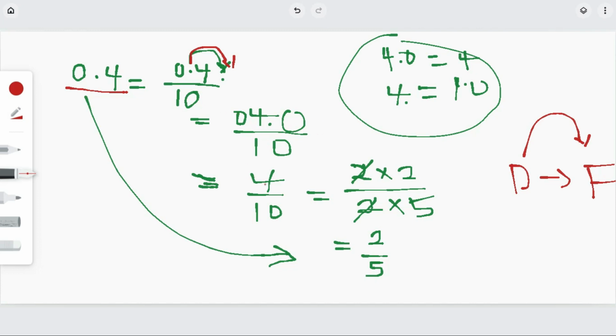What remains here is that 4.0 is still the same thing as 4. So we write 4 over 10, and we use the method that I explained to you. That means we reduce this fraction, 4 over 10, to lowest term using the prime factorization method. We find the prime factors of 4 and of 10, reduce to the lowest term, and get 2 over 5. So we have changed 0.4 to a fraction.